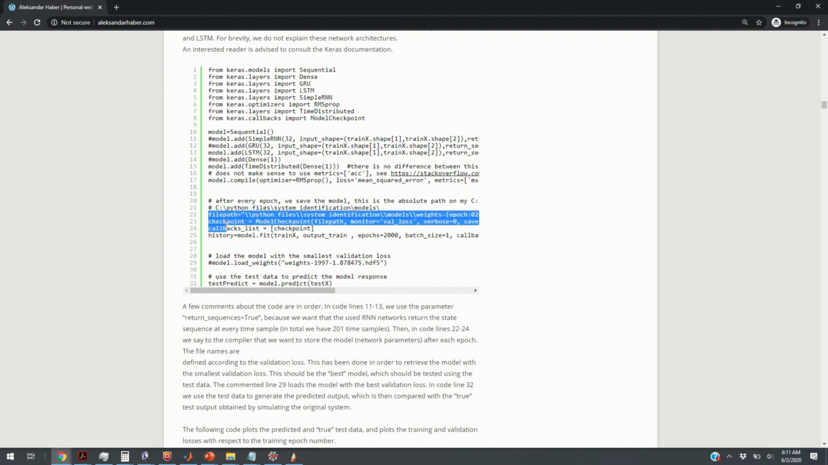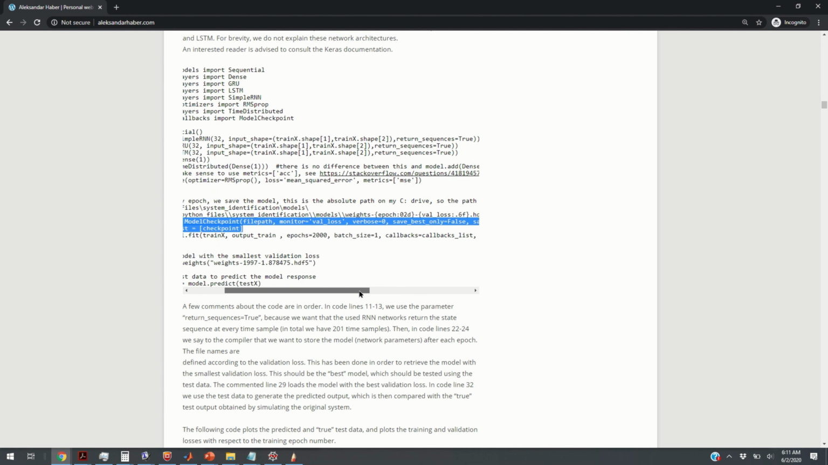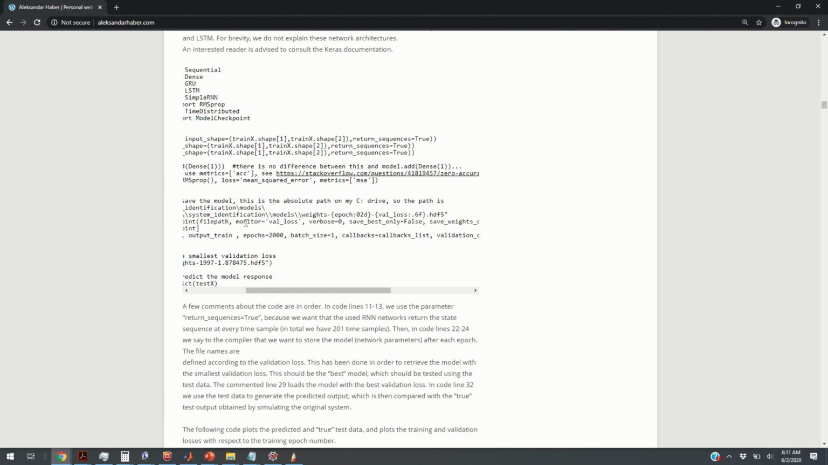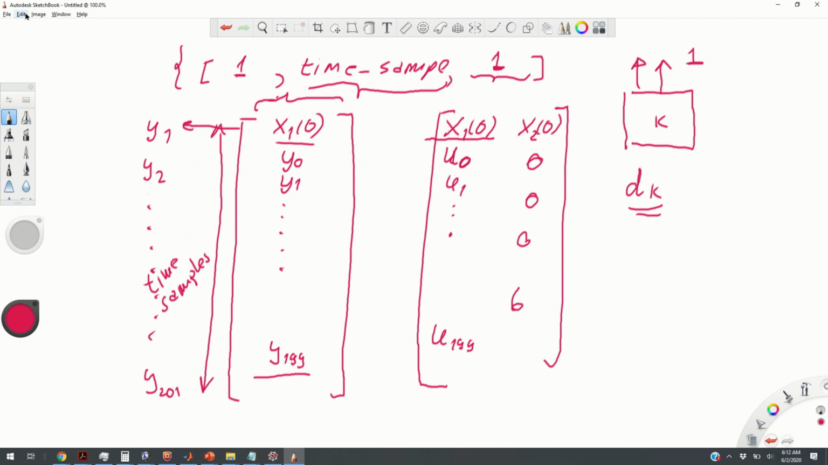On line 22, we defined a file path. We're going to use this file path to save our models during the optimization. And here we defined a checkpoint. This is very important. So we are saying here that we are going to monitor validation loss. Okay, so what is the validation and training loss? Let us explain this in more detail.